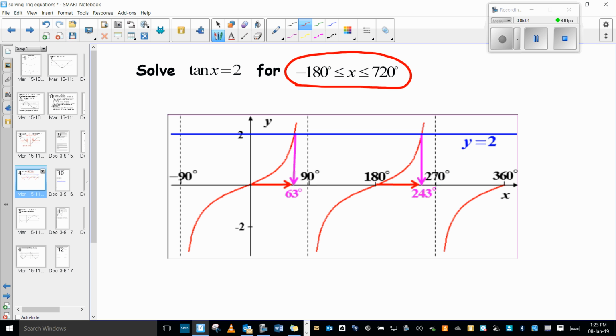So obviously there's my axes: negative 90, 90, 180, 270, 360. What do we call these vertical dotted lines again? Nice, good. That means that there's nothing happening at those values. So we've got our sketches. We've drawn our horizontal line at the value of 2 because that's what we always have to do. Again, with tan, it doesn't matter where the number is. It's just whether it's positive or negative. And we can see that we're trying to find this value and this value to start with.